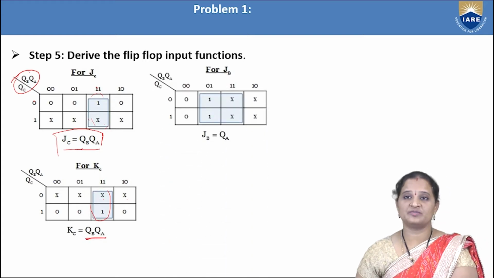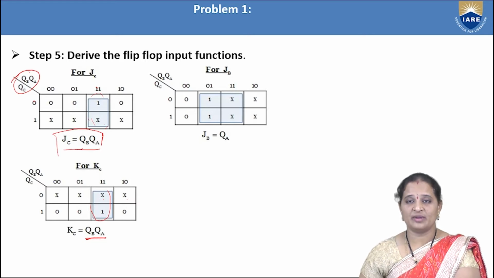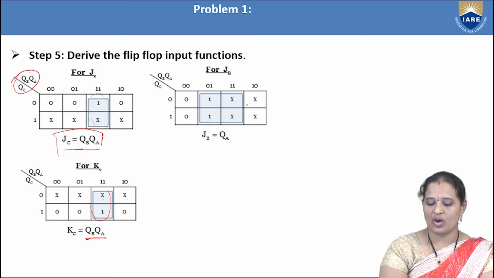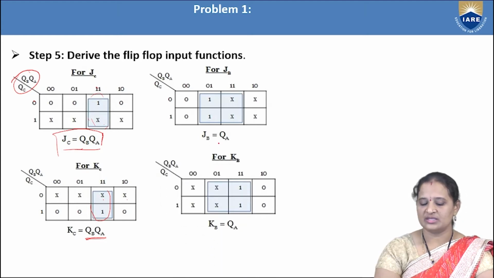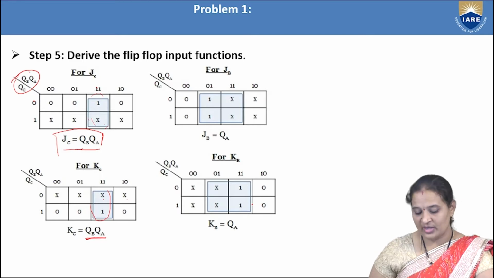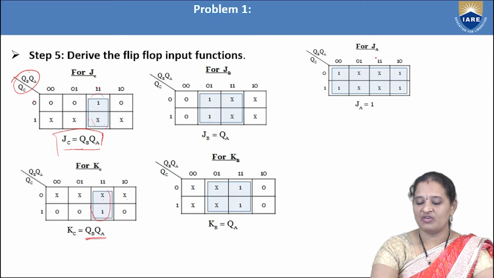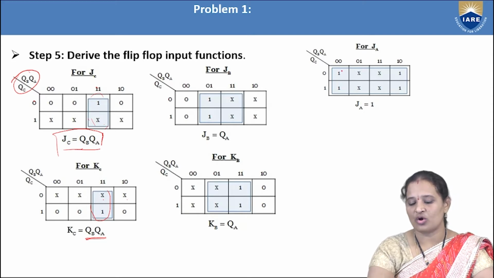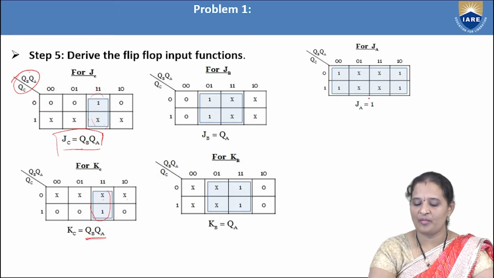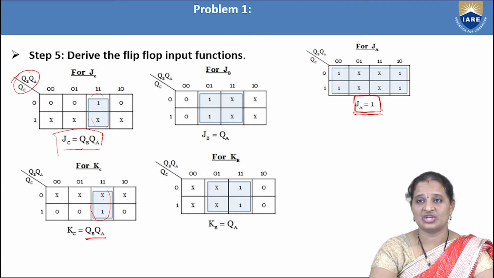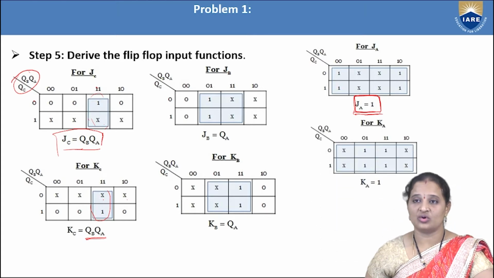And similarly, I can derive the expression for JB by mapping JB with a 3 variable K map, and I can form a quad here which can be equated to QA. Similarly for KB, I can form a quad with these 4, and hence KB is also equal to QA. Whereas for JA, I can form an octet because all of these 8 cells are either 1 or don't care. If I form an octet, it has 8 cells, so all are mapped together. So I can simply consider JA is equal to 1. Similarly, KA is also equal to 1.